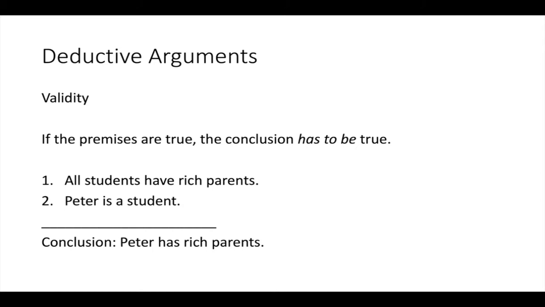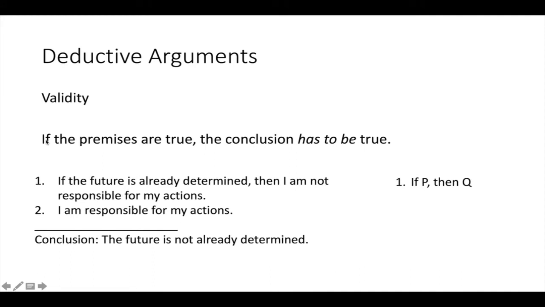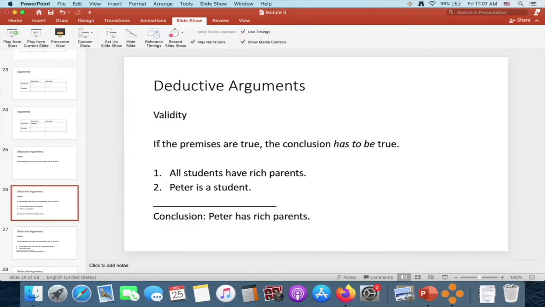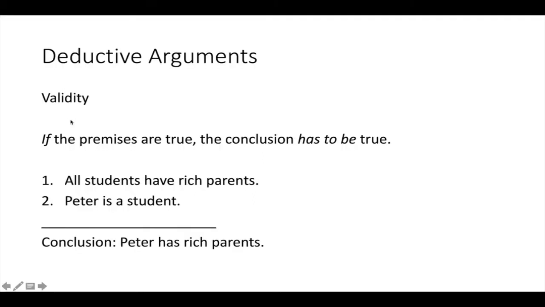You can see from this argument about Peter that even if the premises aren't true, the argument may still be valid, because if the premises are true, the conclusion has to be true. Hopefully that's pretty straightforward. You can see by looking at this argument that if it were true that all students have rich parents, and it were true that Peter's a student, then Peter would have to have rich parents, okay?